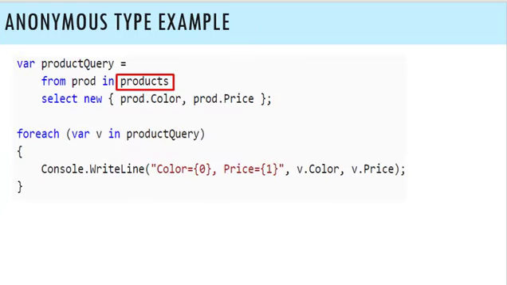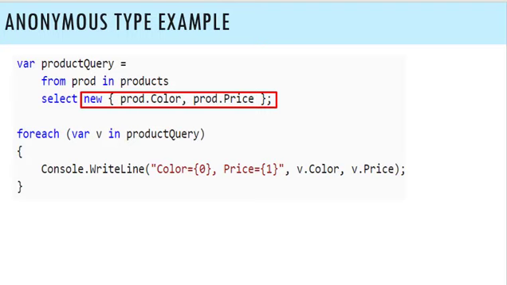Here is another example, which explains the most common scenario used in LINQ. It initializes an anonymous type with properties from another type. This example assumes that a class named product exists, and it includes color and price properties, together with other properties that you are not interested in. Variable products is a collection of product objects.